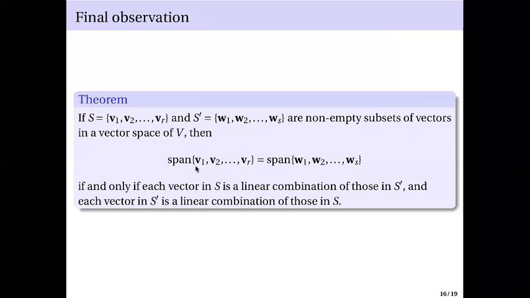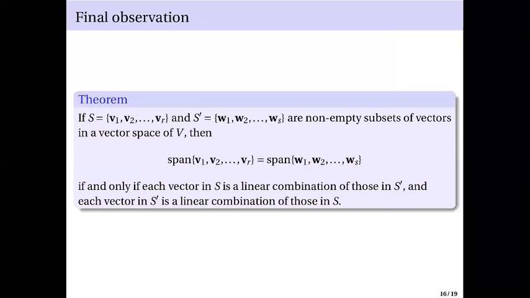Okay, so span of S equals span of S prime implies all the vectors in S are linear combinations of those in S prime, and all the vectors in S prime are linear combinations of those in S. Conversely, if all the elements in S are linear combinations of elements in S prime, and all the elements of S prime are linear combinations of S, then they have the same span. Okay?